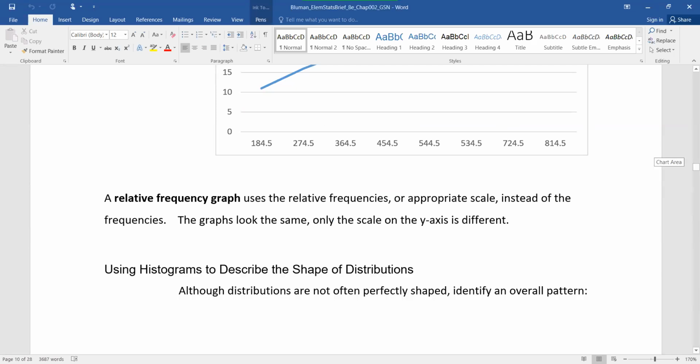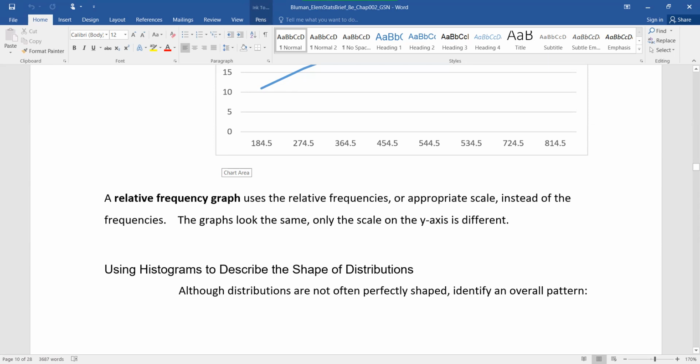All right, so a relative frequency graph basically just uses the relative frequencies or appropriate scale instead of the frequencies. The graphs look the same, only the scale on the y-axis is different. So really, instead of it going by equal things, we just know where it should fall. Like if it's 11 versus 30 without actual numbers, we can see that they'll roughly be twice as large or 3 times as large. Right? So that's what a relative frequency graph will look like. And really, you won't ever have to make those, but you have to be able to read those.